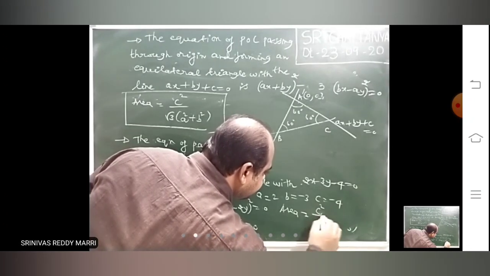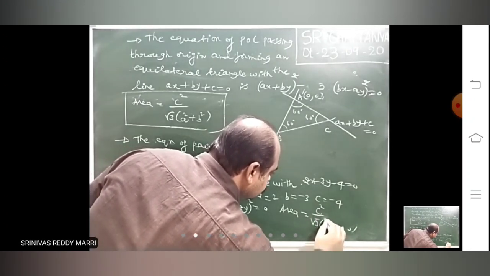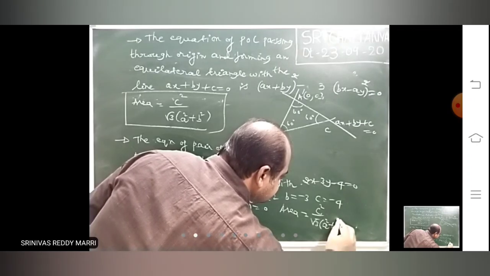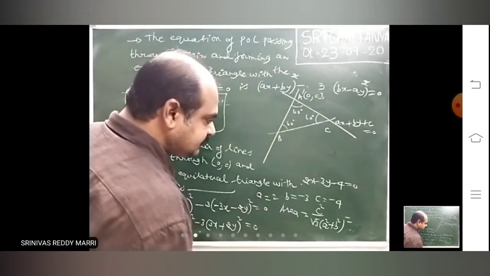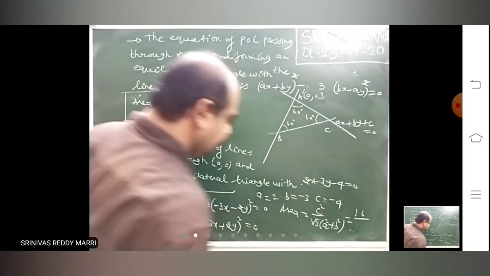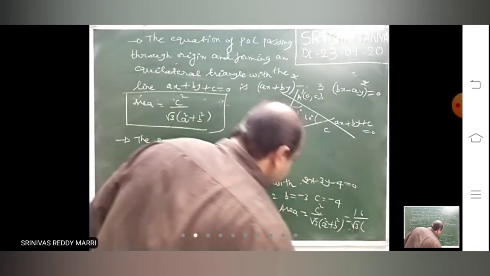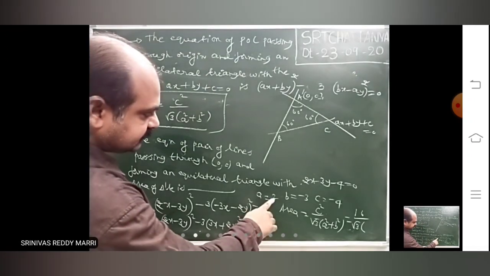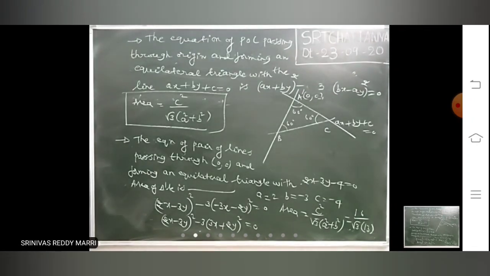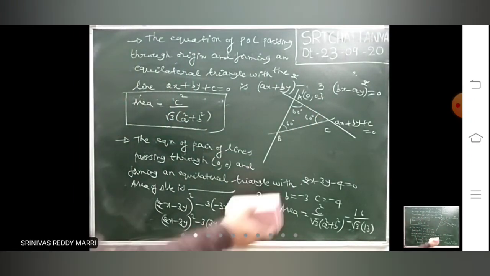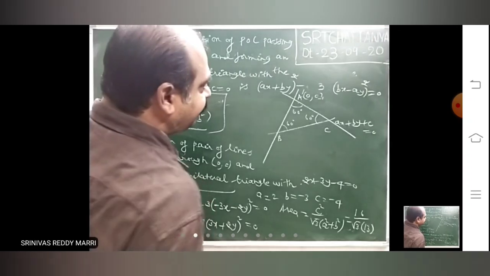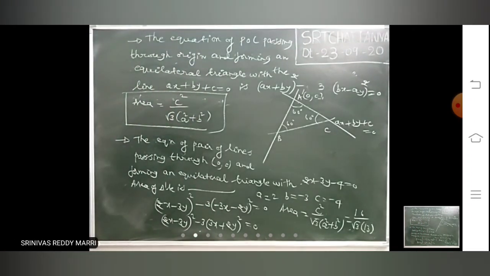Area is nothing but c square divided by root 3 into (a square plus b square). That means c square is 16, divided by root 3 into (a square plus b square), which means 13. That is the answer. Area means directly. If an equilateral triangle is there, use this. If any angle is there, then use the previous formula, tan square alpha.